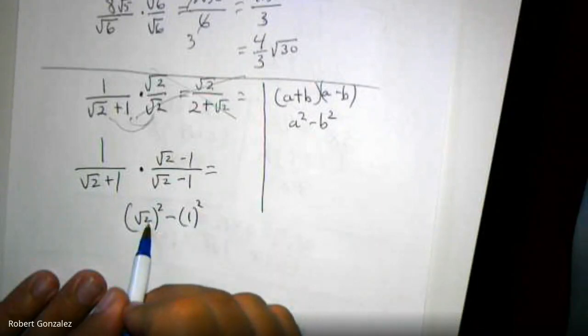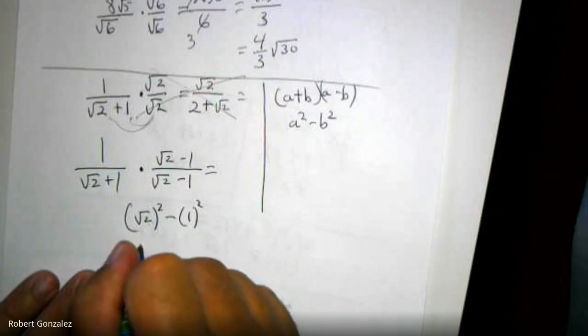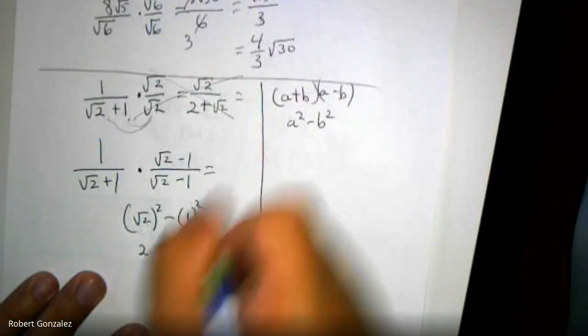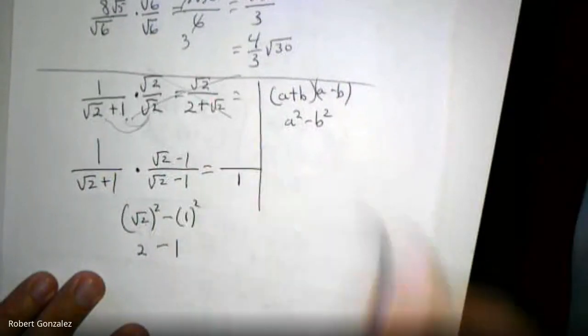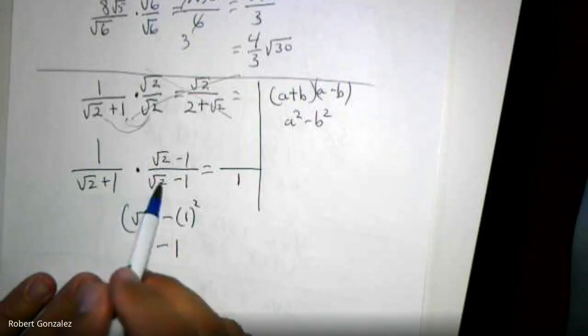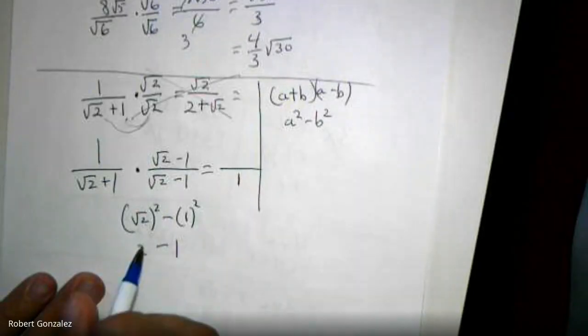And what's radical 2 squared? Well, that's 2. What's 1 squared? That's 1. Our denominator is 1. These two denominators multiplied together equals 1. And you can go and verify it on your own if you need to.